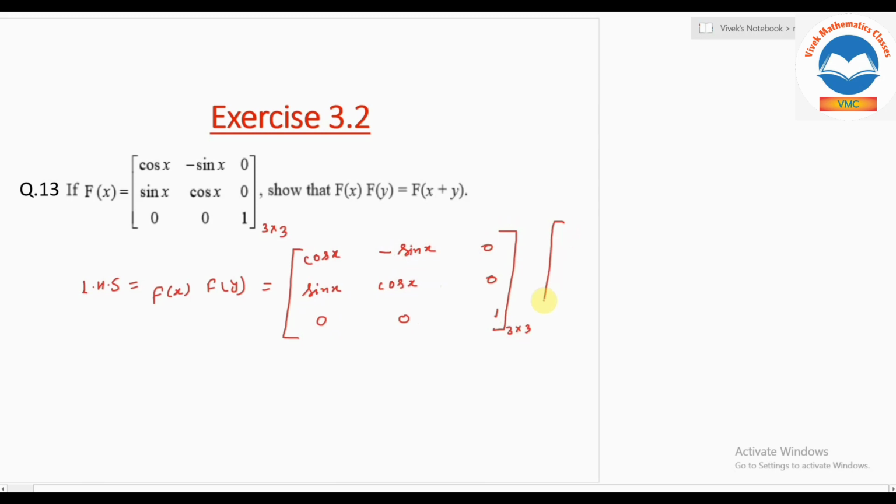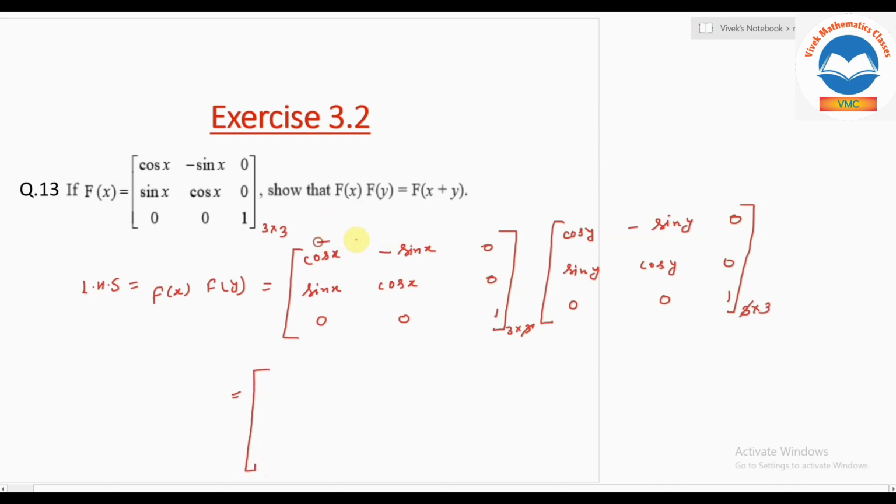Again f(y). For f(y), in this f(x), in place of x you have to write y. So you will get cos y, minus sin y, 0. Here you will get sin y, cos y and 0. And third row will be 0, 0, 1. So this also is a 3 cross 3 matrix. If you multiply, the product will also be a 3 cross 3 matrix. So we will multiply this.